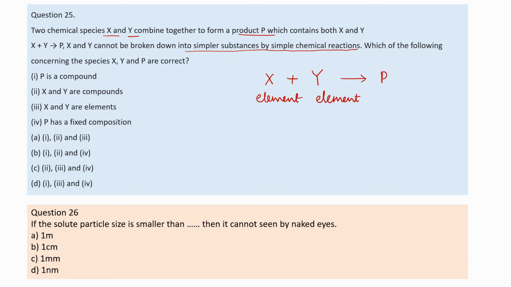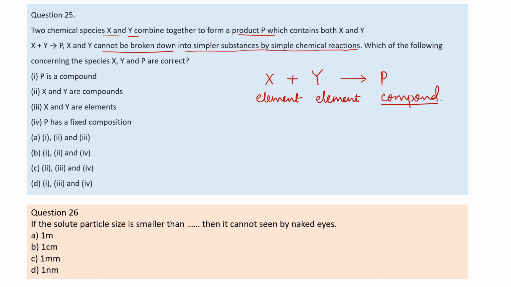If X and Y were compounds, then we could have broken them down by a simple chemical reaction. But here they have said that we cannot break them down into simpler substances. That means they are elements. When two elements are combined via a chemical reaction, the result we get is a compound. So here this product P is our compound.